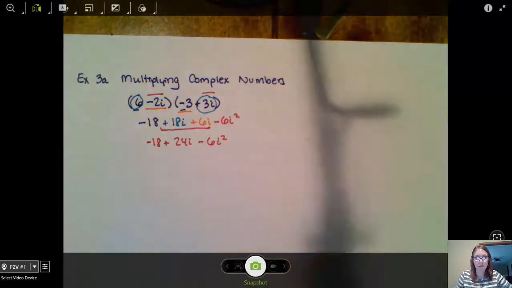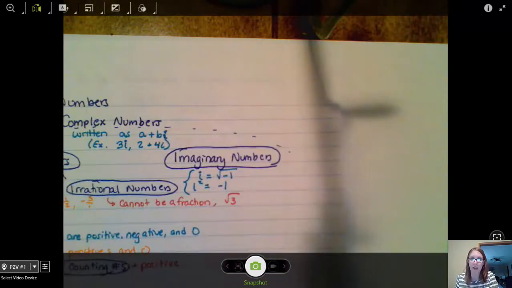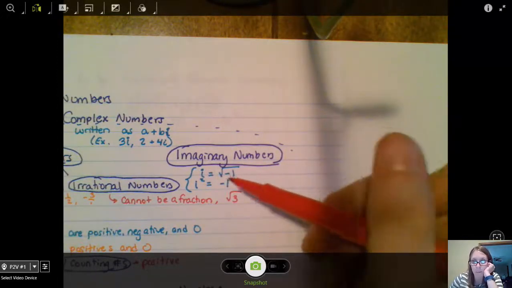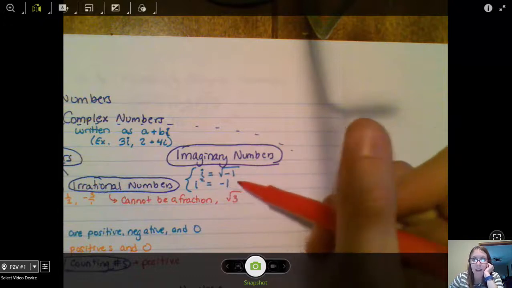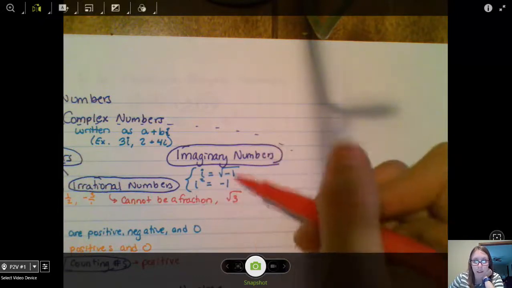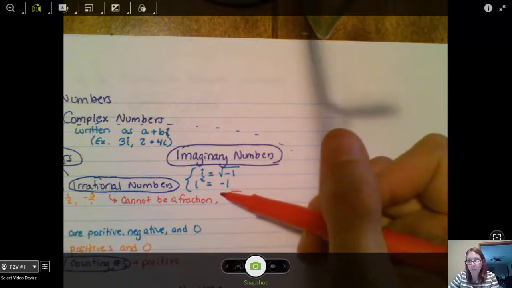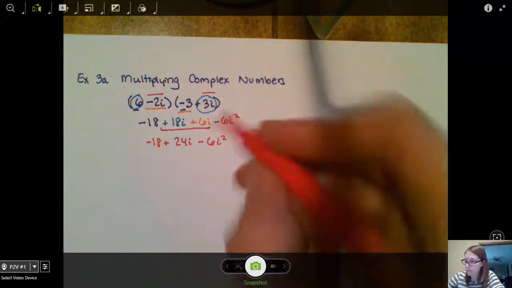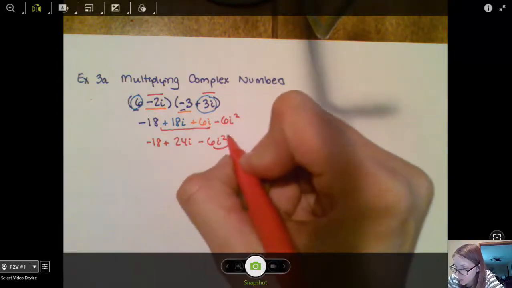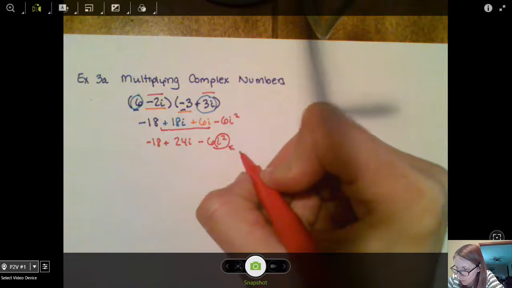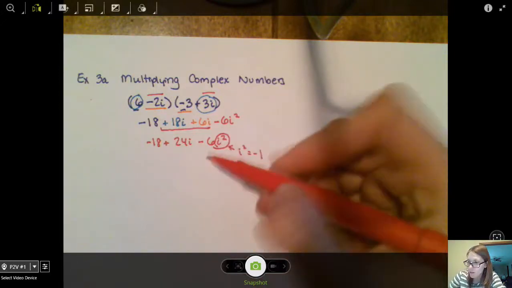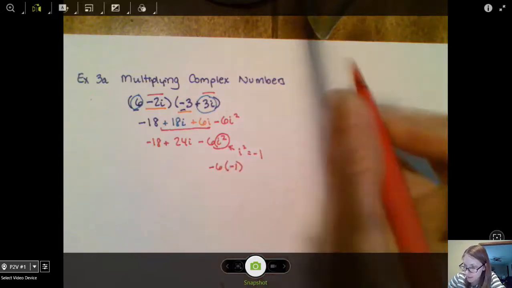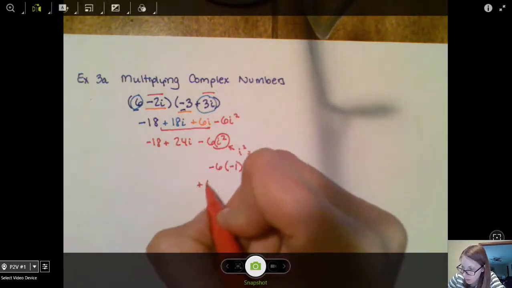Oh, let's look back though at what we wrote at the beginning when we started talking about imaginary numbers. We said i was the square root of negative 1, but if we square both sides, we'd get i squared equals negative 1. So just kind of an extra simplifying step. Whenever we see an i squared, remember that i squared is negative 1. So negative 6i squared is really negative 6 times negative 1, which is positive 6.